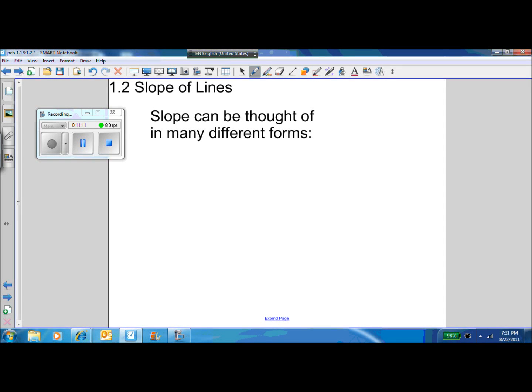Pretty short. Slopes of lines. I'm going to go a little over 10 minutes on this one because this is like a double lesson. Slopes can be thought of in many different forms.